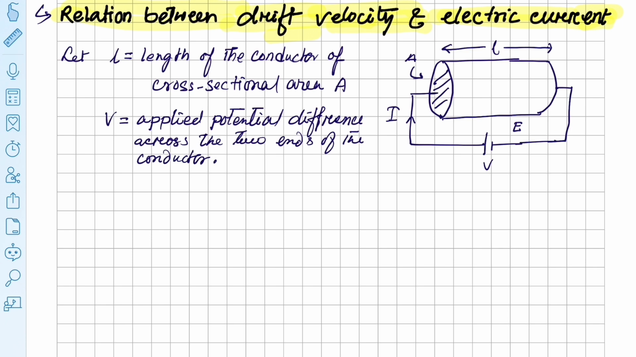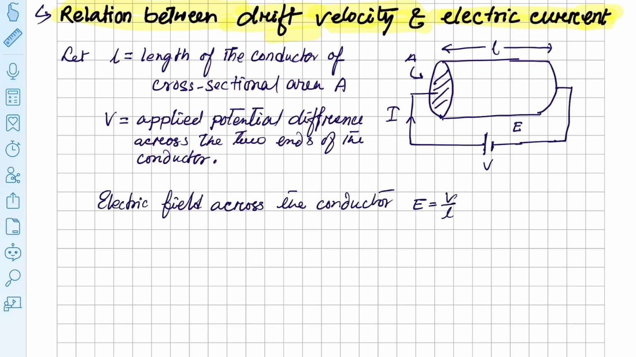Then the electric field across the conductor will be given by the potential difference across it divided by the length of this conductor. That gives you the electric field. Therefore the electric field across the conductor will be given by E is equal to V by L. Hope you know this relation.